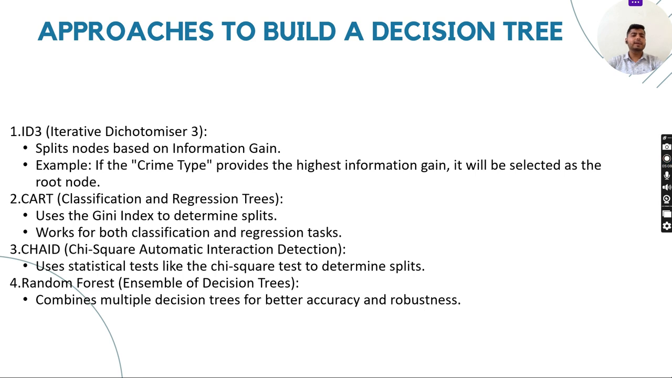The first approach is ID3, which is Iterative Dichotomiser 3. It splits nodes based on information gain. For example, if the crime type provides the highest information gain, it will be selected as the root node. Next is CART, which is classification and regression tree, which uses the Gini index to determine splits and works for both classification and regression tasks. CHAID, which is chi-square automatic interaction detection, uses a statistical test like the chi-square test to determine splits. The next approach is random forest, an ensemble of decision trees that combines multiple decision trees for better accuracy and robustness.